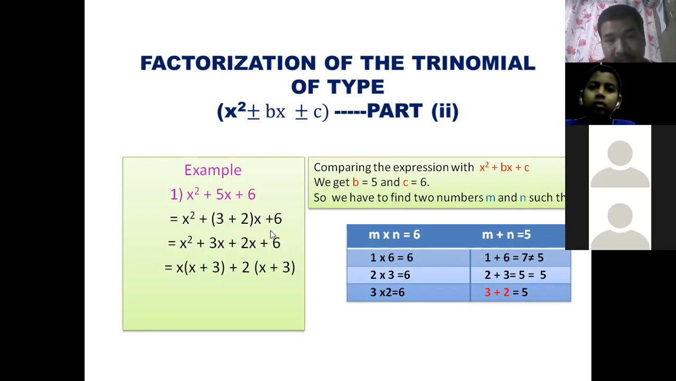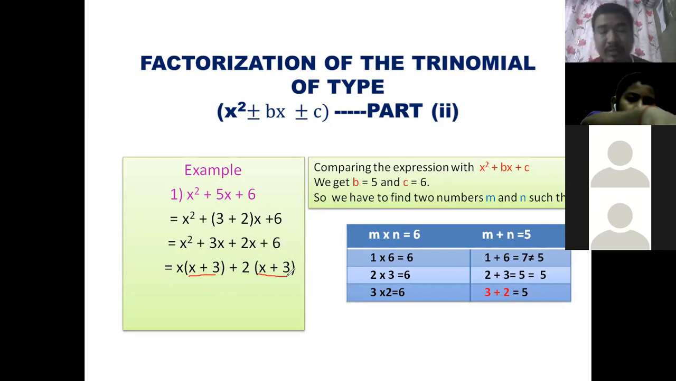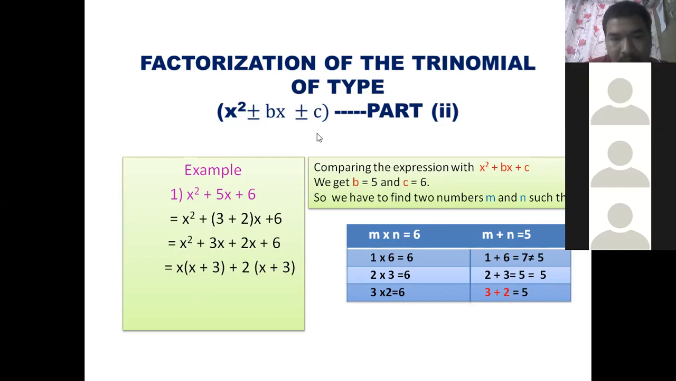Look here. Now, our factorization will be correct if what is remaining in this bracket and what is remaining in this bracket are the same. They must be the same. If they are the same, then we should understand our factorization is correct. Okay, children?